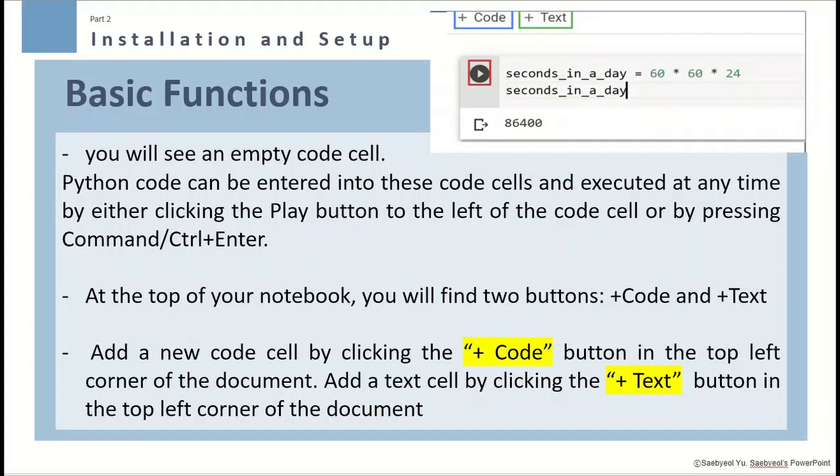After you have created a new notebook, you will see an empty code cell. Python code can be entered into these code cells and executed at any time by either clicking the play button to the left of the code cell or by pressing Command-Control-Enter on your keyboard. At the top of your notebook, you will find two buttons, plus code and plus text. Add a new code cell by clicking the plus code button in the top left corner of the document. Add a text cell by clicking the plus text button in the top left corner of the document.